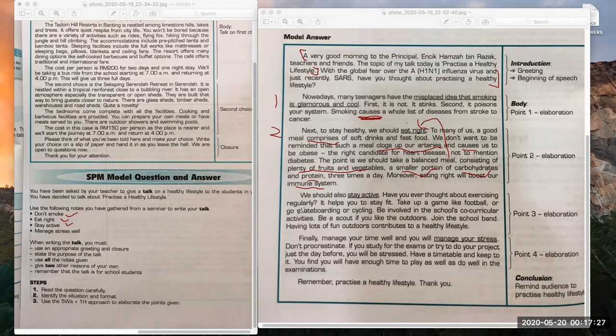The third one, we need to stay active. Have you ever thought about exercising regularly? Again, dia guna teknik bertanya soalan. So you can also use this technique. It helps you to stay fit. You see, short sentences here, 1 and 2. Take up a game like football or go skateboarding or cycling. Okay, you see, it's the ability to list down different types of exercise.